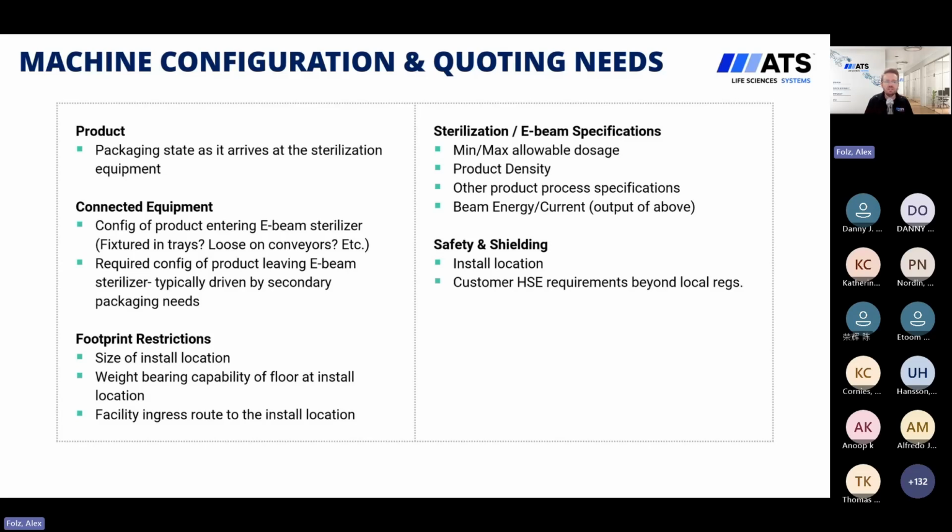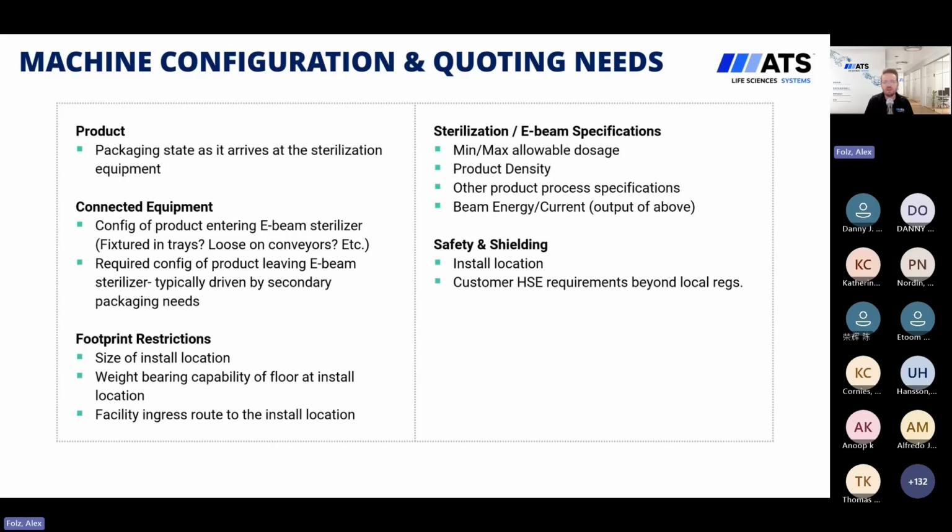Other things we need are the footprint restrictions, right? So you want to know the size of the install location, right? Make sure that this machine actually fits in the space that we're looking to install it in. What is the weight bearing capability of the floor? Again, we're looking at up to and around 50,000 pounds of shielding, right? So a significant amount of mass there.